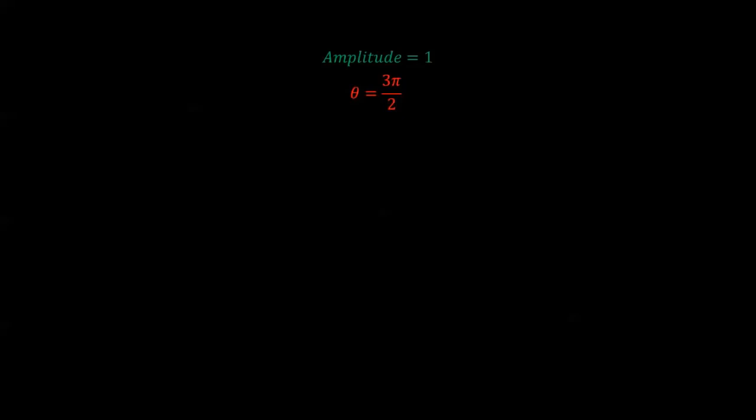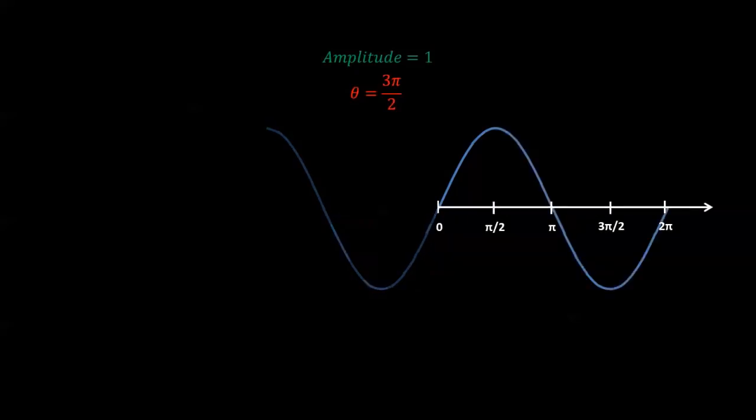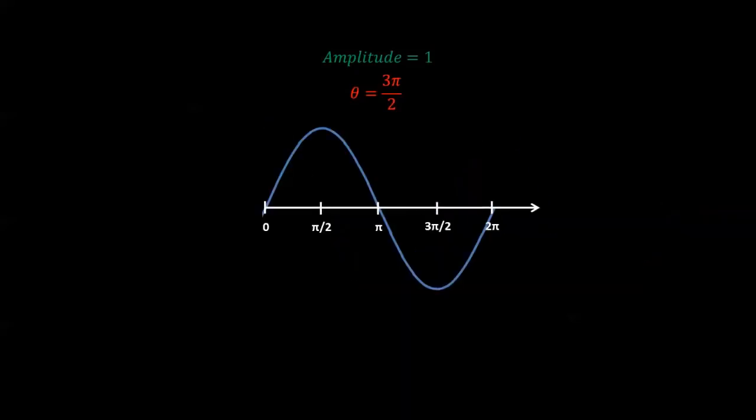How do we know that's correct? Well, the angle of the phase is based off of a cosine wave. So if we shift over to 3 pi over 2 on the cosine wave, you'll find that actually that's just a sine wave. So that's what we end up with, a sine wave of amplitude equals 1.